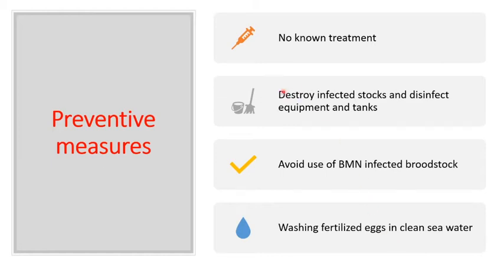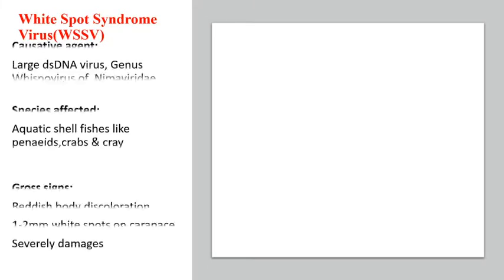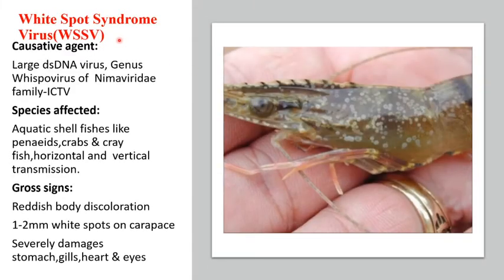By following these preventive measures, we can prevent the occurrence of this baculovirus midgut necrosis viral disease. Students, let us learn about a very important virus, white spot syndrome virus, which causes severe loss to the aquaculture industry.